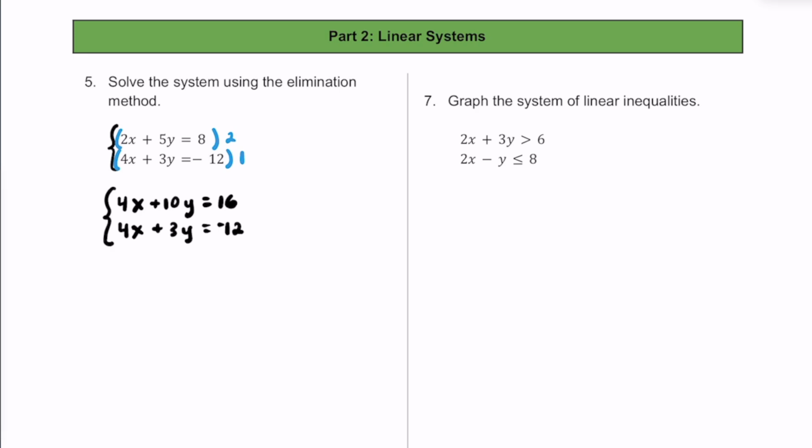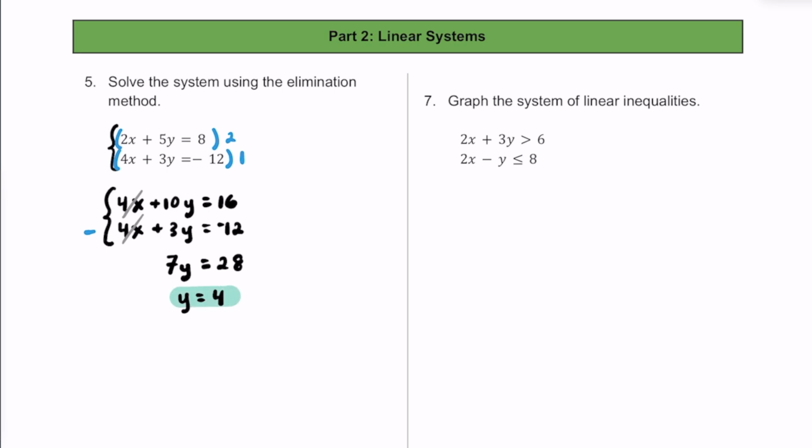So let's go ahead and subtract these 2 equations from each other. So 4x take away 4x, that's going to be eliminated, hence the name elimination. Then we have this 10y, take away the 3y, so that's going to be 7y. And then finally we have 16 take away -12, so that becomes 16 plus 12, that's going to be 28. We can go ahead and divide both sides by 7 and say y is equal to +4. Okay, so that's going to be the y coordinate of our solution. Let's go ahead and see if we can find out the x coordinate.